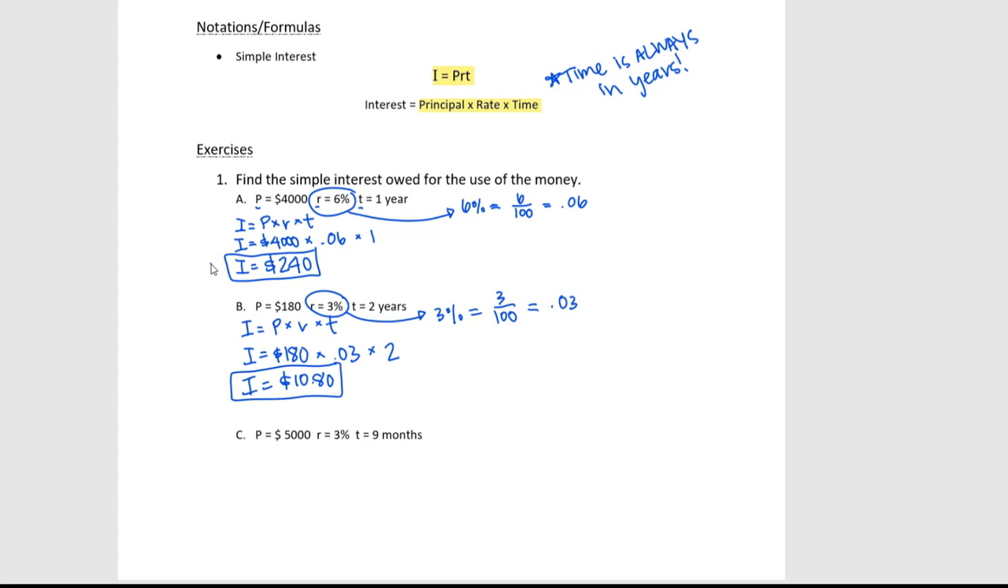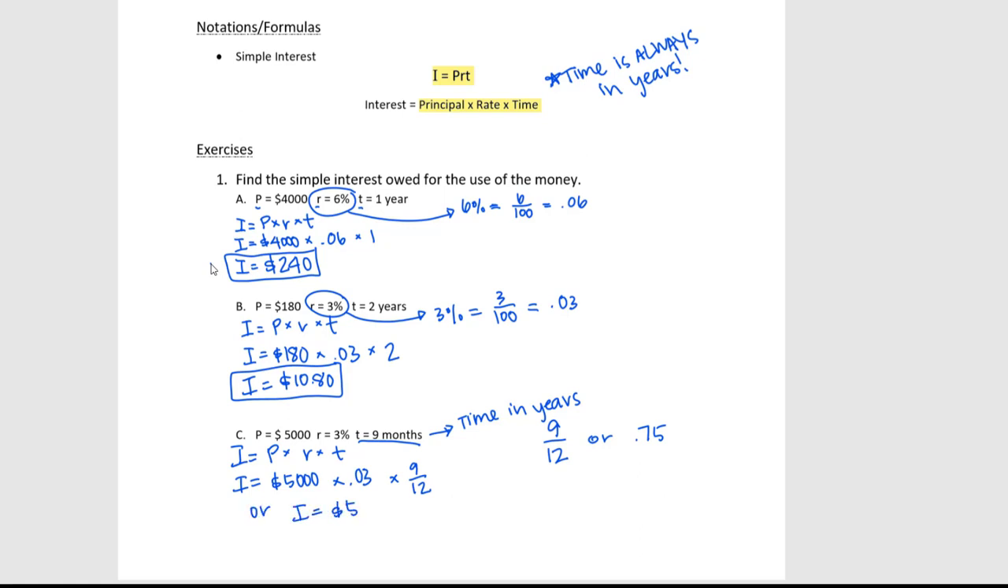Alrighty, and then the last one, going to use our same formula, P times R times T. Our principal is $5,000. Our interest rate is 3%, so 0.03. And then our time is 9 months. So since time is always in years, we have to put 9 months into years. So 9 months is 9 out of 12 months in a year. So you can either put 9 over 12 into your formula, or you can divide out and put 0.75. It'll give you the same answer.